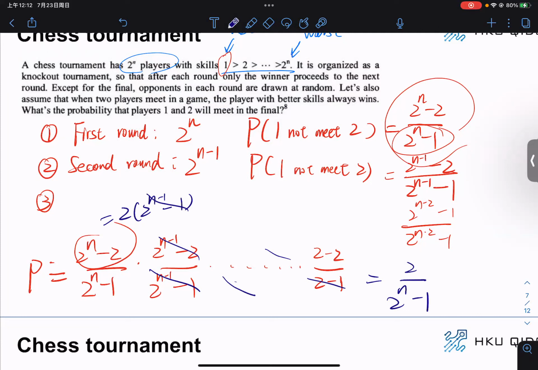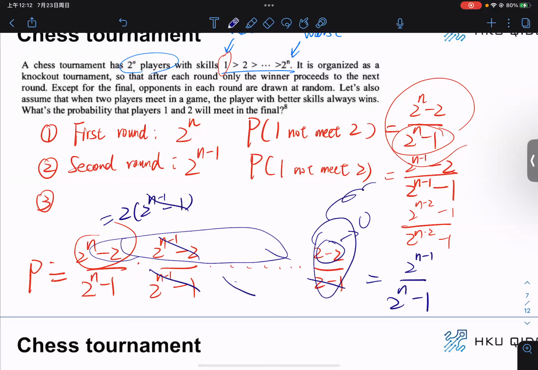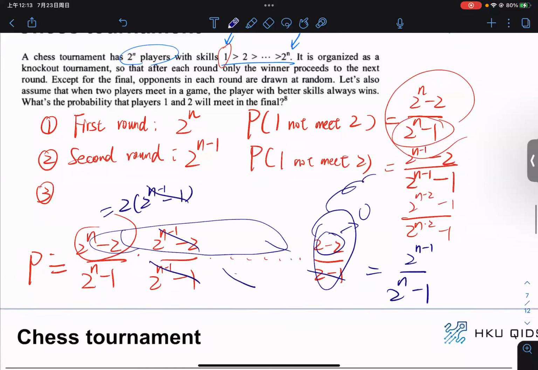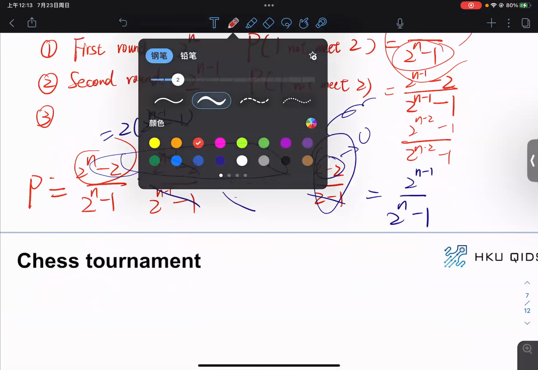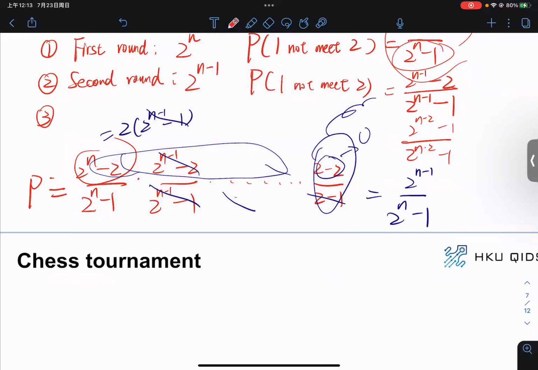And this is going to be what? Yeah, this is going to be 2^(n-1). Because there are only 2^(n-1) here, since this is 0, right? This does not count. So we are not going to have this one here, okay? So there are only 2^(n-1). But this is actually not the most simple way to solve this question.